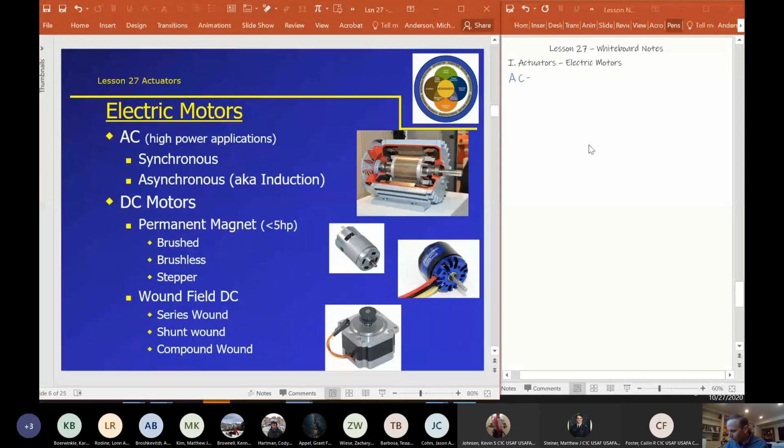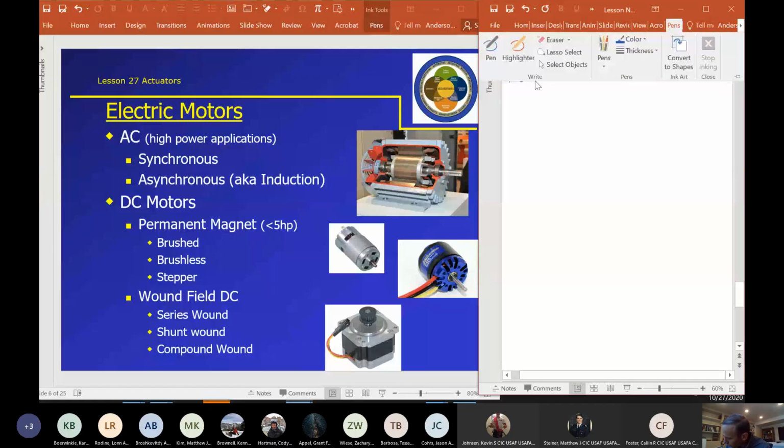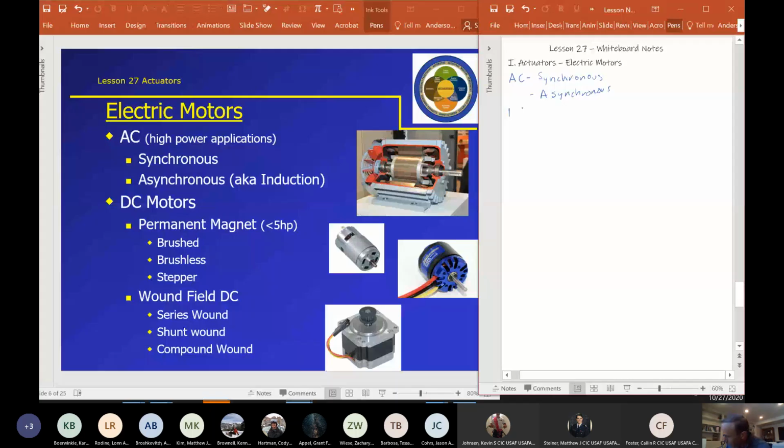Okay, so let's talk electric motors. There's a number of different types of electric motors. Some of the first electric motors were AC, alternating current. And those come in two major types, synchronous and asynchronous. Then we have DC motors, which you're probably more familiar with if you had experience playing with motors.